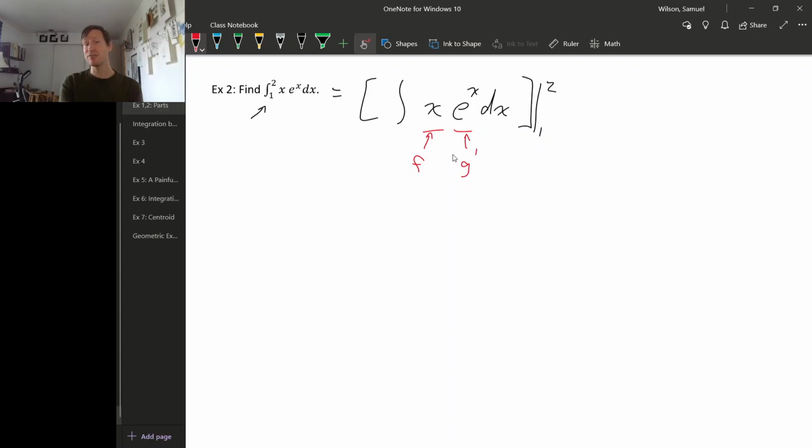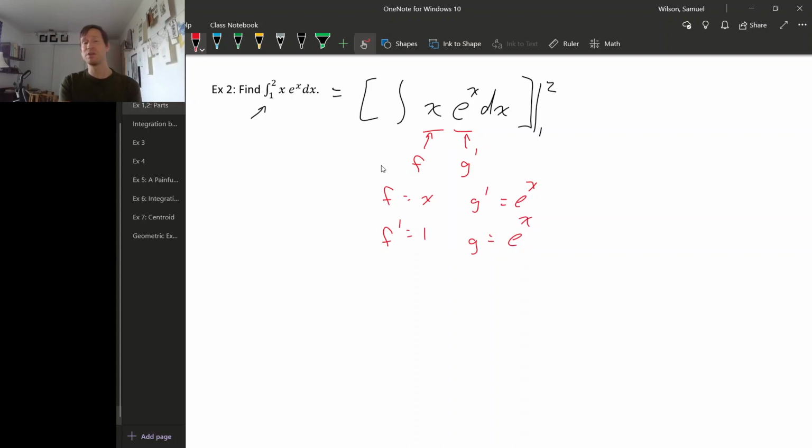And just to check, g prime is the one you integrate. So does e to the x get more complicated when you integrate? No, the integral of e to the x is e to the x. So this seems like a good way to choose f and g. So f is x, f prime is 1, g prime is e to the x, and g is e to the x.